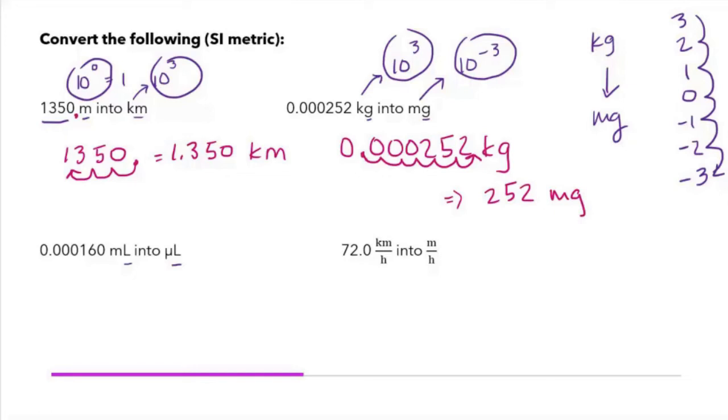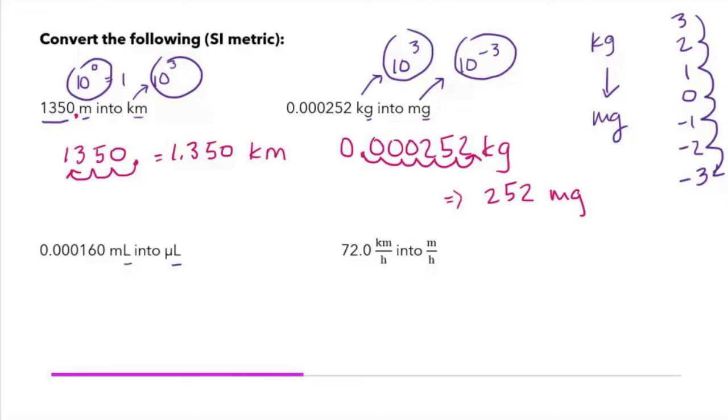Why would we change the metric prefix? Well, in this case, milligrams is a much more reasonable way to quote how much we've got. It's harder for us to grasp what 0.000252 kilograms would look like, but 252 milligrams probably means a fair bit more to us. Milligrams probably isn't the perfect unit here either. Grams is probably the best way to go. So which metric prefix you use is definitely going to be situation dependent.